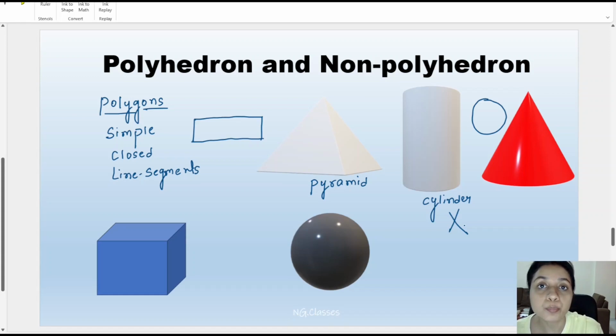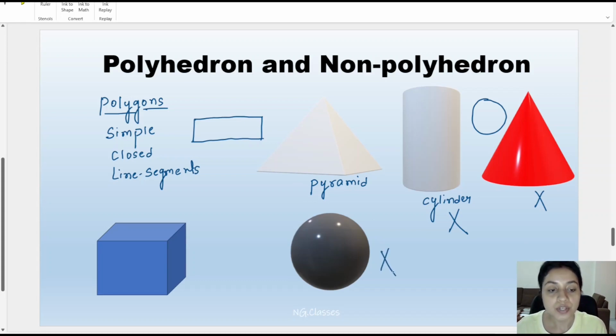A cylinder is a non-polyhedron. Similarly, when we look at this shape, it's a cone, right? And a cone also has one flat surface and one curved surface, or lateral surface. The flat surface is a circular shape, which is not a polygon. So this cone is also not a polyhedron. Similarly, this spherical shape is not a polyhedron because we don't have a flat surface here.